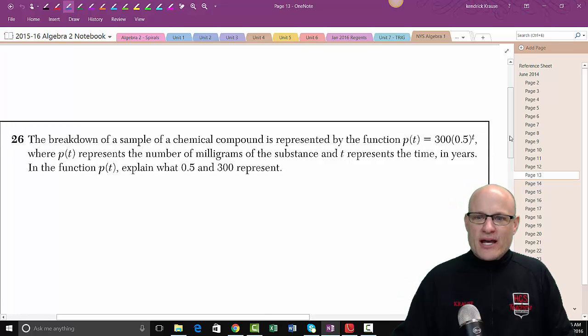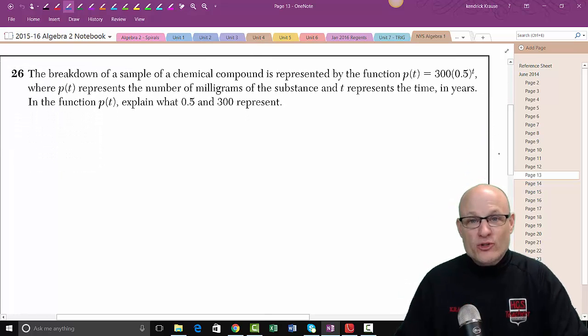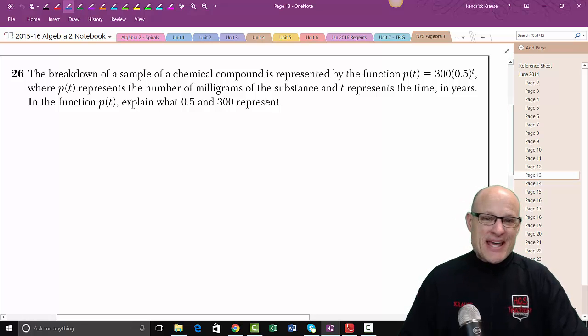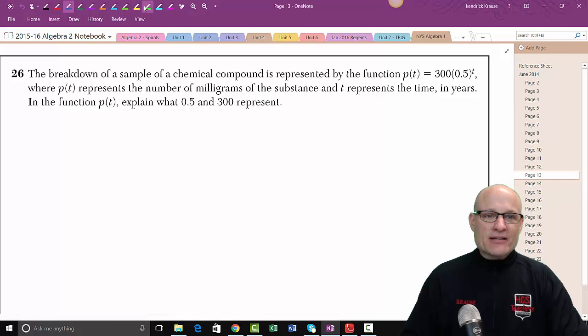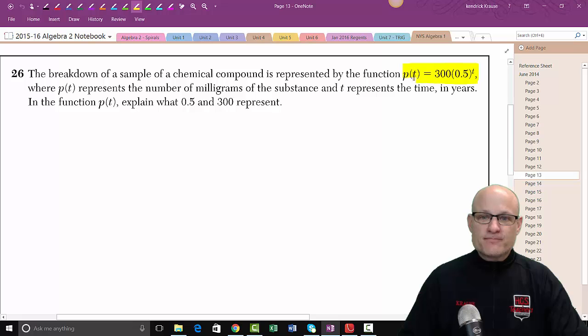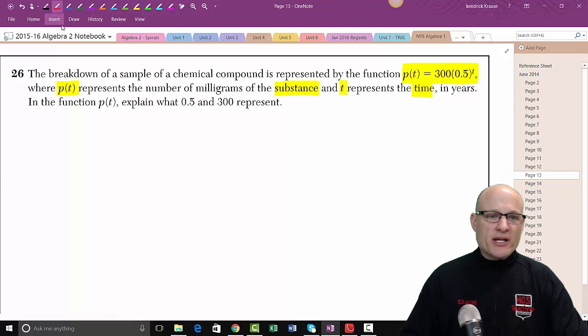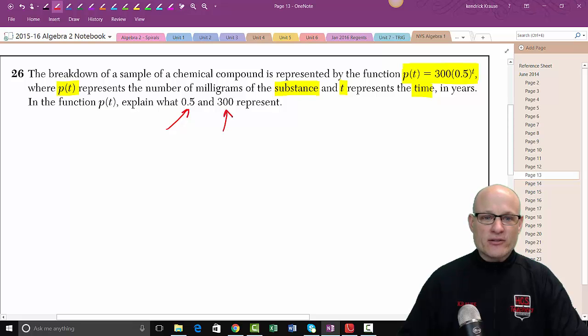So now you have to, and this is going to draw back on what you've learned in science and in mathematics, I'm going to highlight the thing here. The equation is here, where t is time, and P of t represents the amount of the substance left. And I guess that's it. They want us to explain what in the world the 0.5 is and the 300 is.